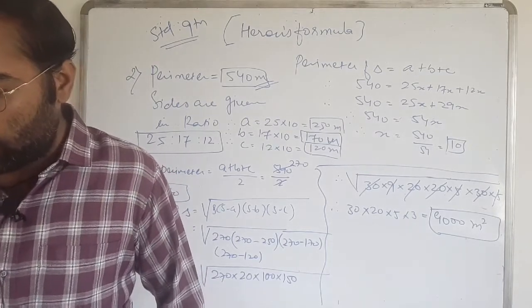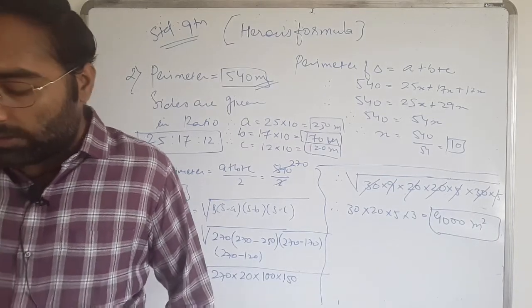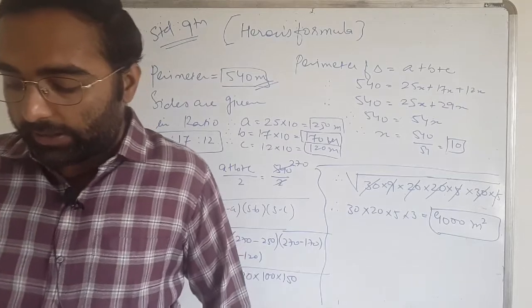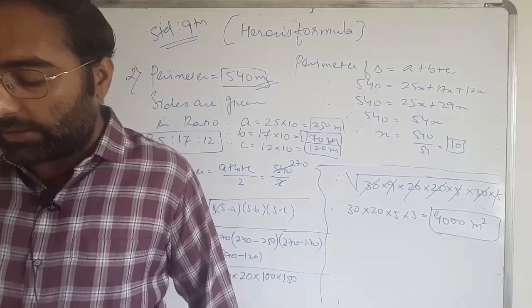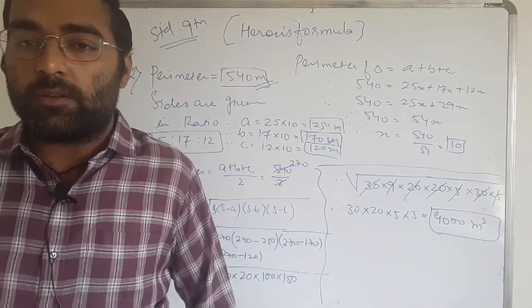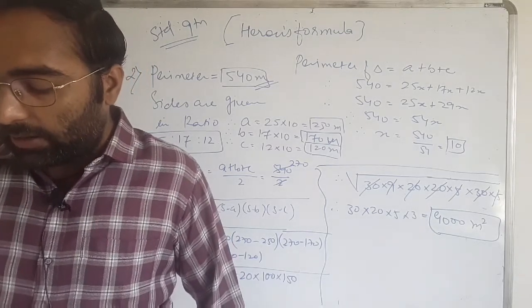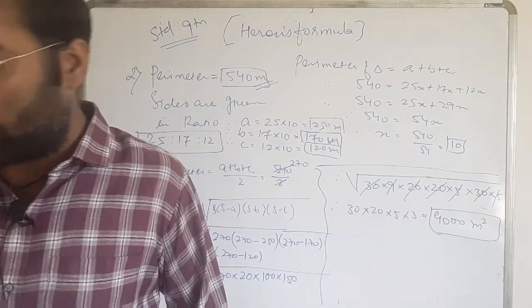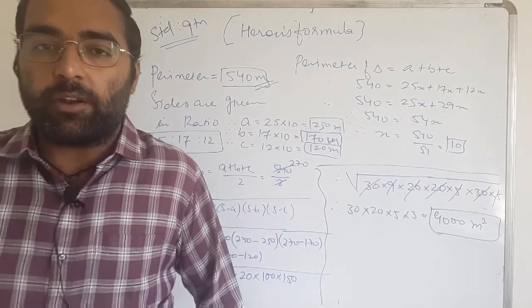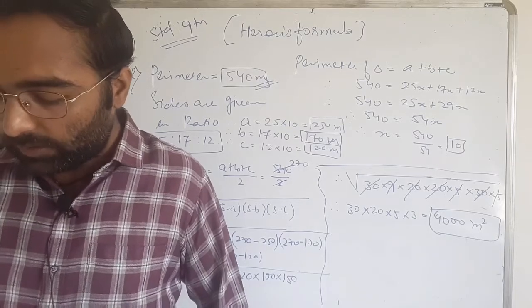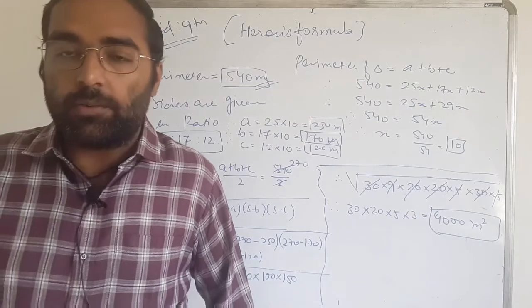The lengths of the sides of the triangle are in the ratio 3:4:5, and its perimeter is 144 centimeter. Find the area of the triangle.